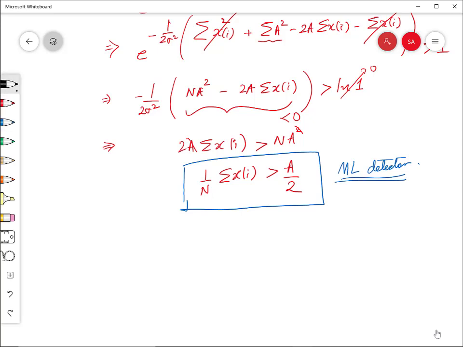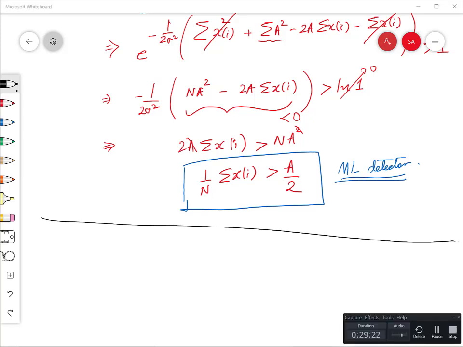So I end the discussion on the Bayesian approach to the simple hypothesis testing problem here. In the next lecture, I'm going to take up the multiple hypothesis testing problem and show you how to solve those kinds of problems. Thank you very much.